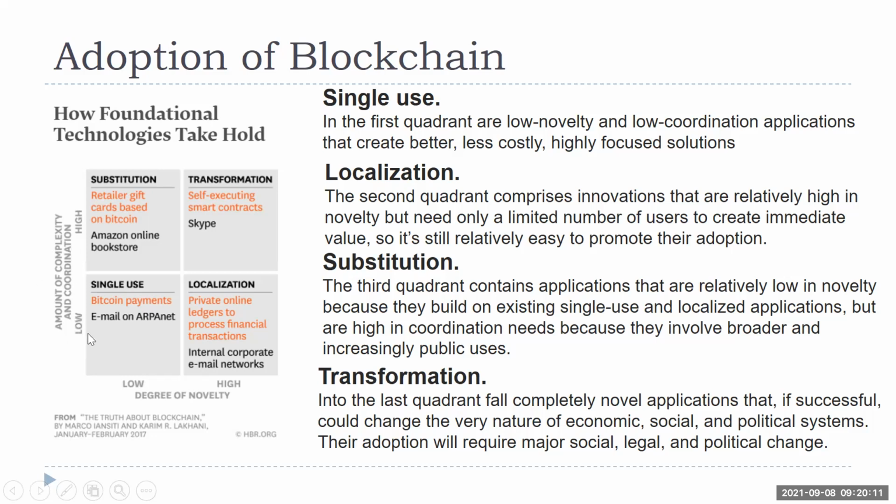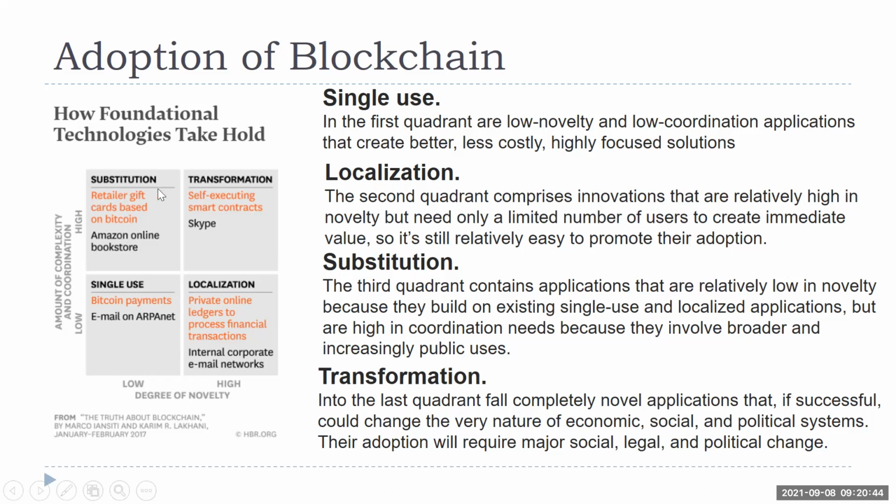The degree of complexity or coordination is also low, because I can send to any of you. It is a one-to-one transaction of money, one-to-one transaction of assets. So the degree of novelty and the degree of complex coordination are both low. If I move to a slightly higher end, where the degree of newness is still low, but there is an increase in complexity or coordination.